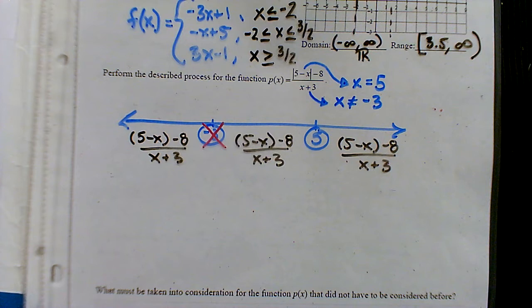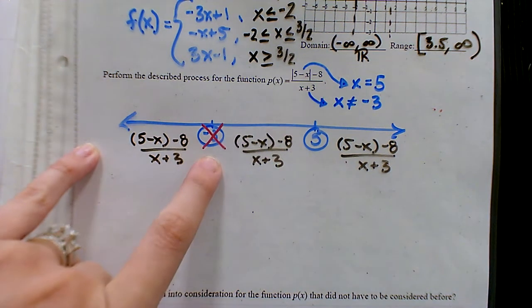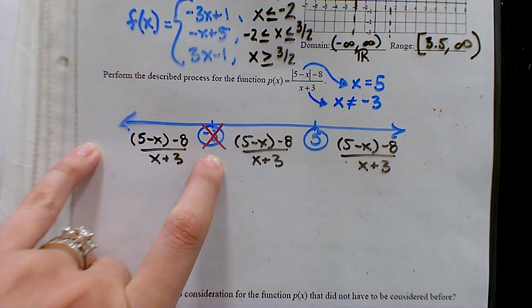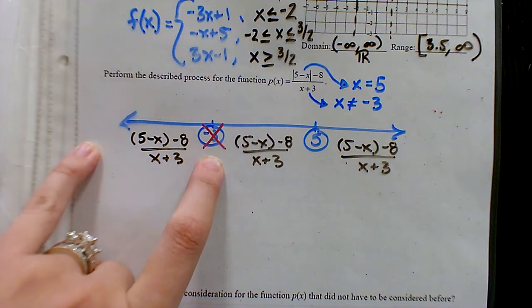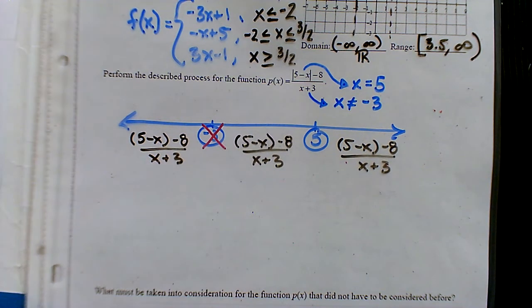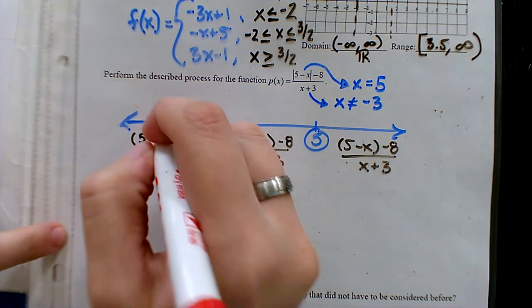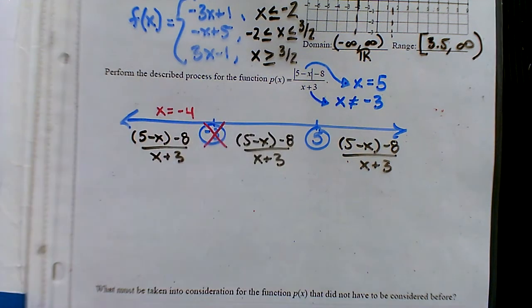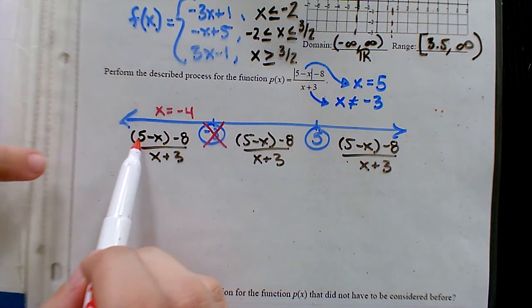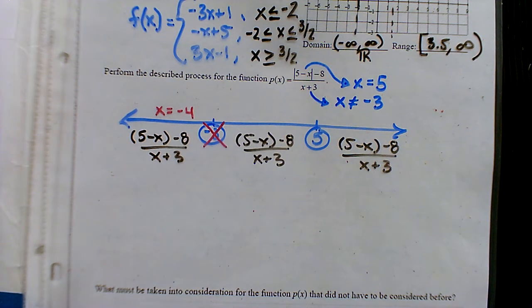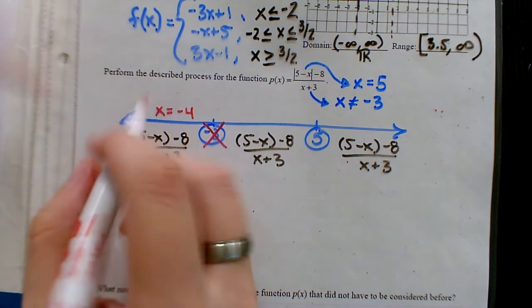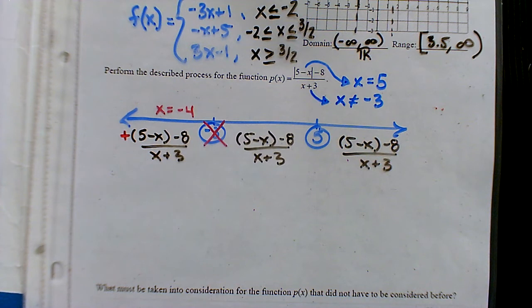Alrighty, pick any number you want between -infinity and -3. I'm going to do -4. Okay, so let's say we choose the x value of -4 for that section. If you were to plug in -4 just into the parentheses, not the entire equation, just the parenthesis portion, we'd have 5 minus -4, which would change to a +4. So 5 plus 4 is a positive value. You get 9.